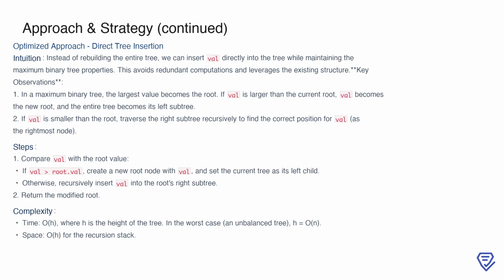The time complexity of this approach is O(h), where h is the height of the tree. In the worst case, for an unbalanced tree, this could be O(n). The space complexity is also O(h), due to the recursion stack. By avoiding unnecessary reconstruction, this approach ensures efficiency.